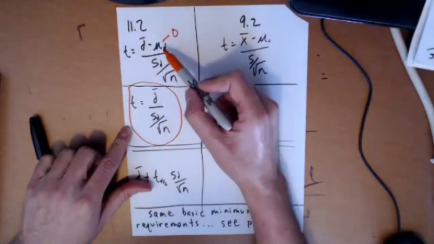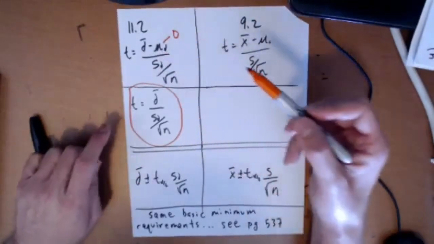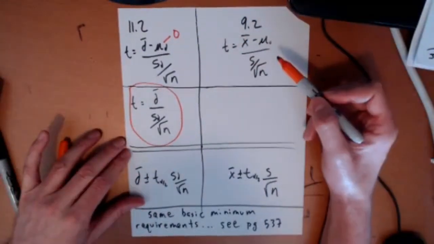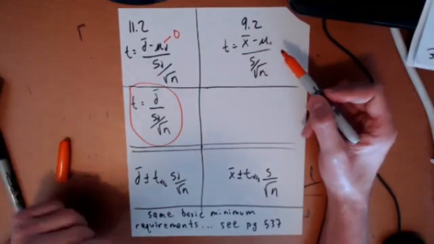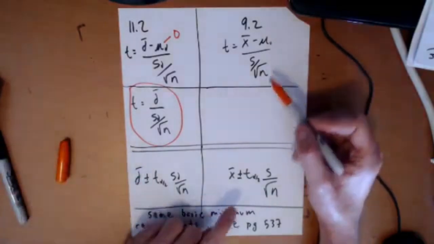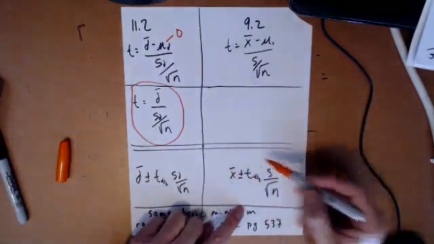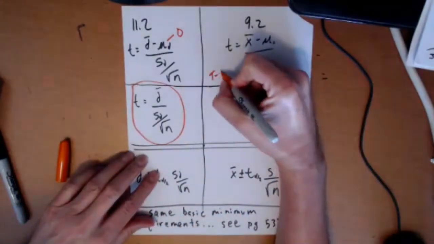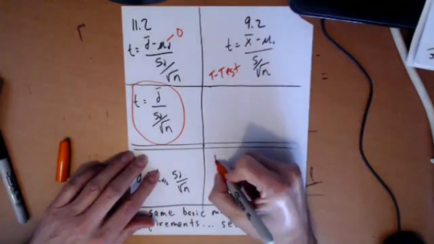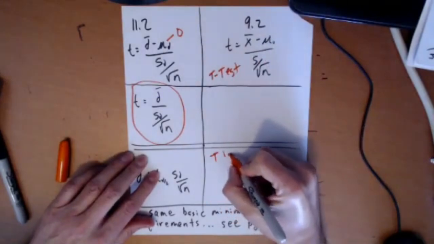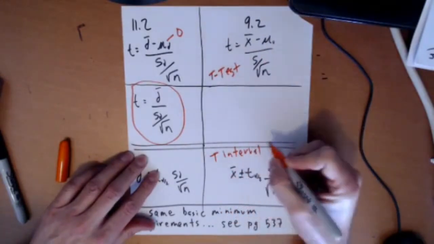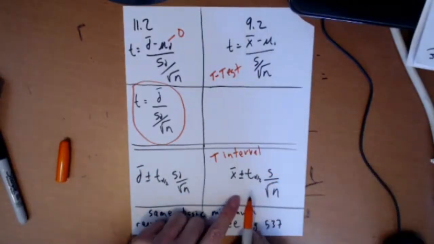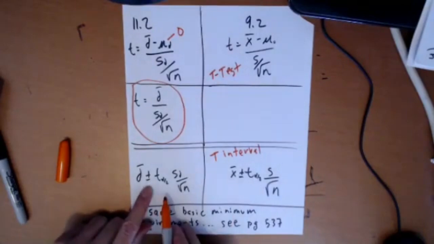They call it mu sub d in this section. They're really trying to complicate things. 11.2 is totally easy. They try and make it seem complicated. It's just 9.2 all over again. First step is you subtract. And then when we want a confidence interval, this is what we used in 9.2. So we used a t-test, and we used a t-interval. We used the formula once, and then I just showed you how to use the calculator.